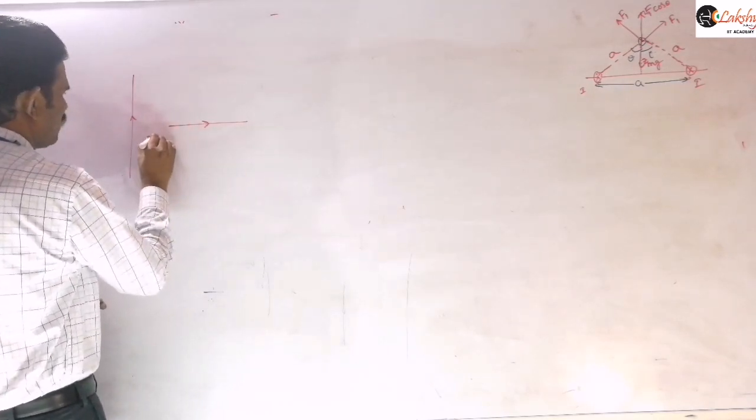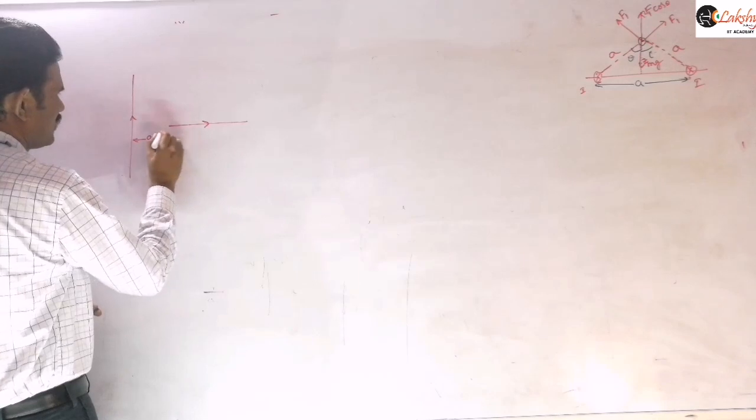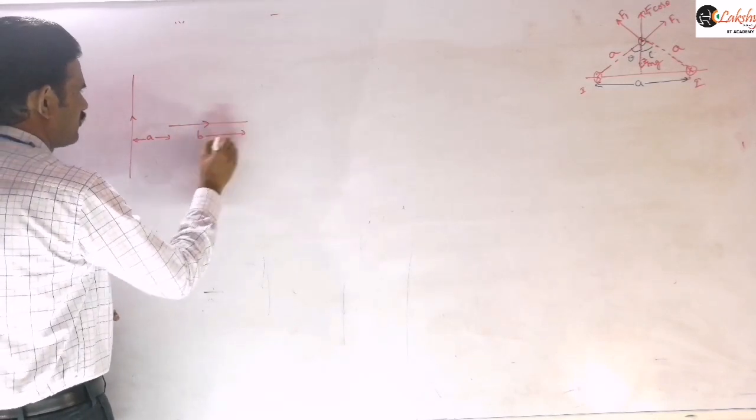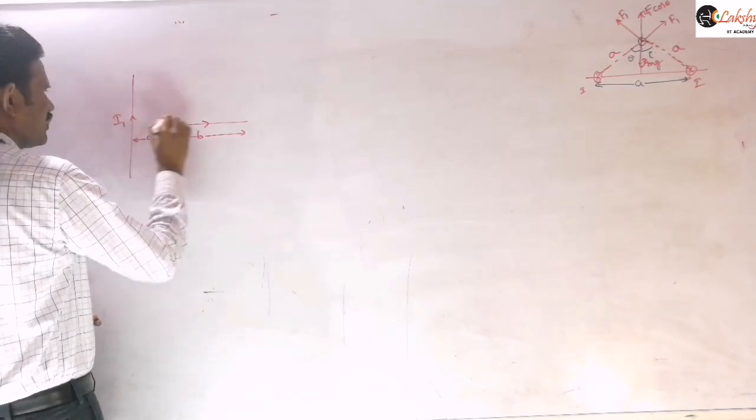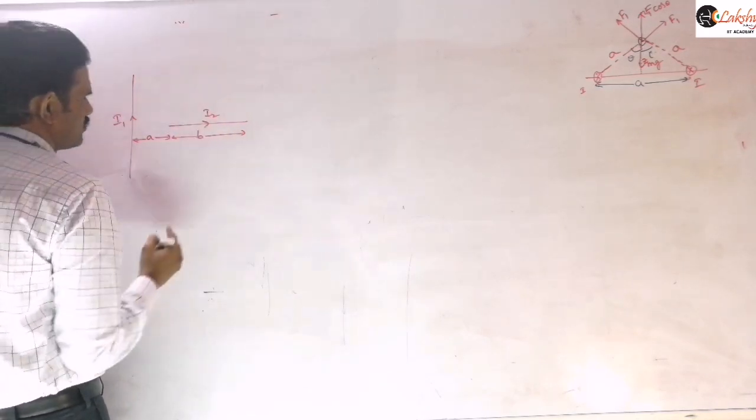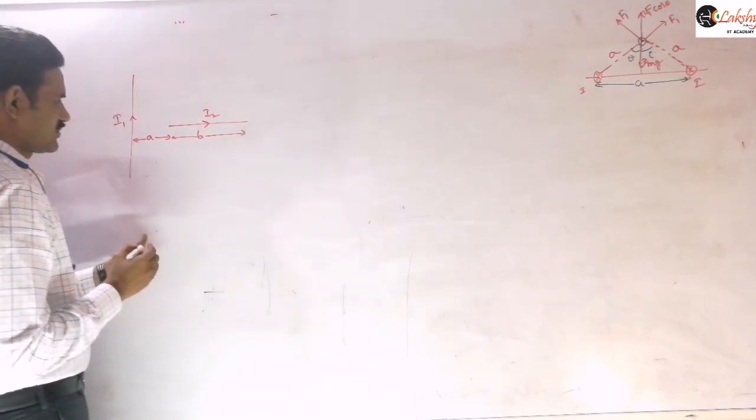So now I am taking a wire like this. The starting distance is A and the length of this wire is B. Let us consider it is carrying some current I1, and this one carries some current I2. Now we need to calculate the force acting on this.